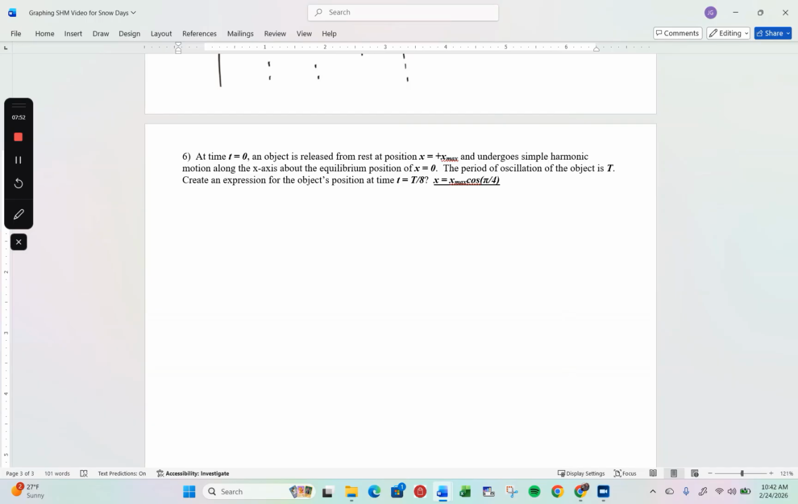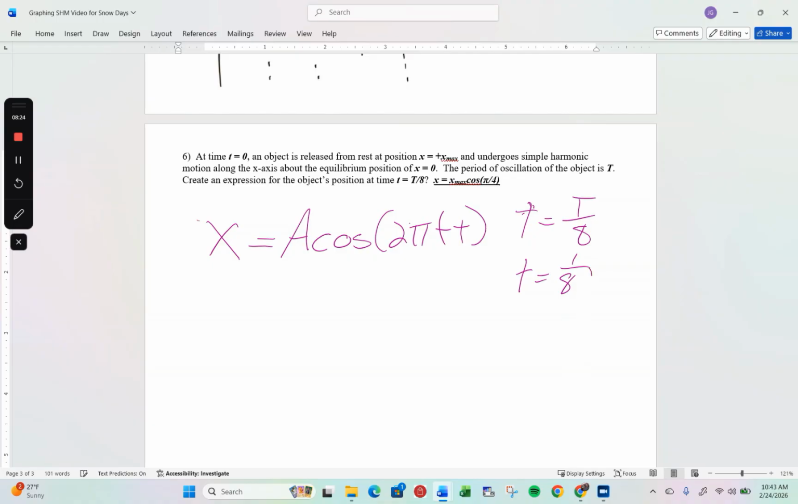But here's a scenario where we release something from x equals x max. So that's basically your amplitude. And the period is T. And we're trying to figure out, where is it when time is 1/8 of the period? This is not a big one. x equals A cosine of 2 pi frequency times time. Well, first of all, they give us time. Time is T over 8.